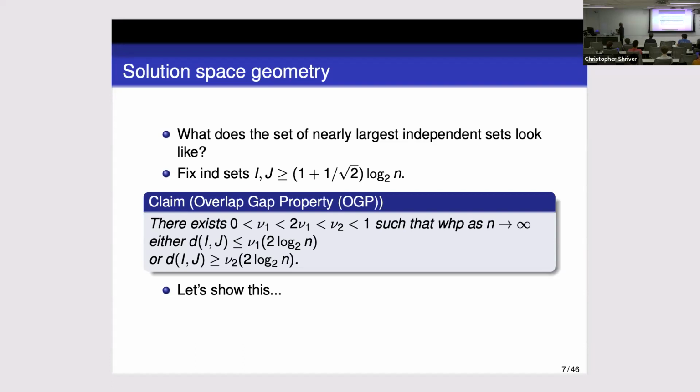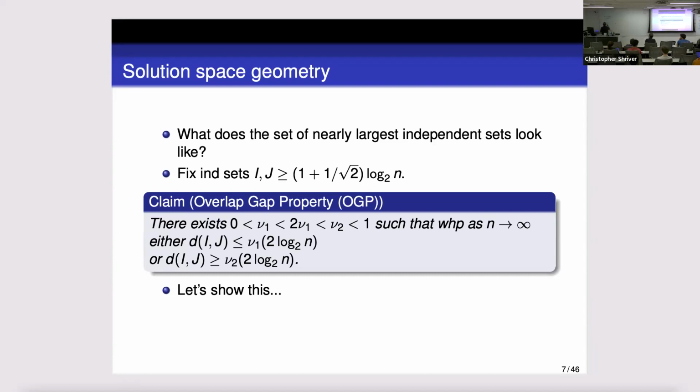So let me reproduce this picture again. If k is at least 1 plus 1 over root 2 log base 2, as you look at this, it is the expected number of pairs of independent sets of size k and intersection size r.